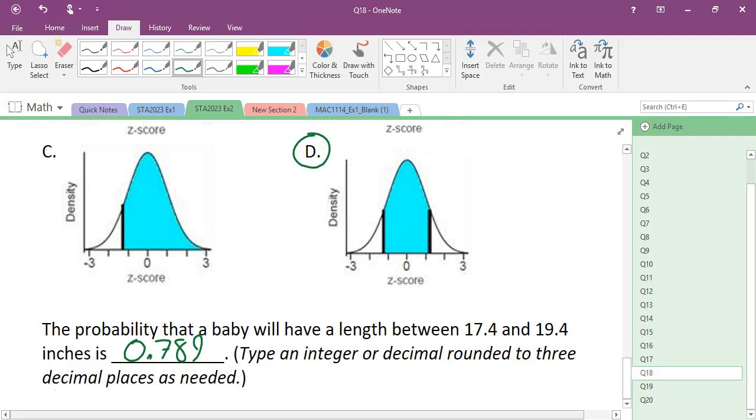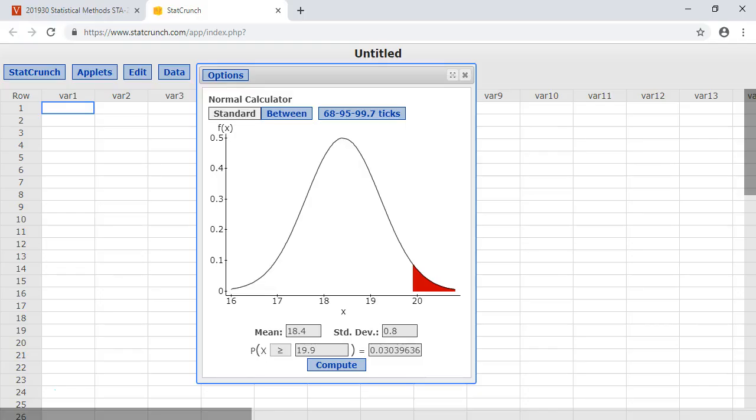Perfect. I do want to do the StatCrunch on this one real quick, since it's just a tiny bit different. In this one, because we are between, you need to make sure that you come up here and you hit the between button. And you can see how that changes things down here. Our mean and our standard deviation are still good, but notice that in our parenthesis here, this is where you tell it the lower bound and the upper bound.